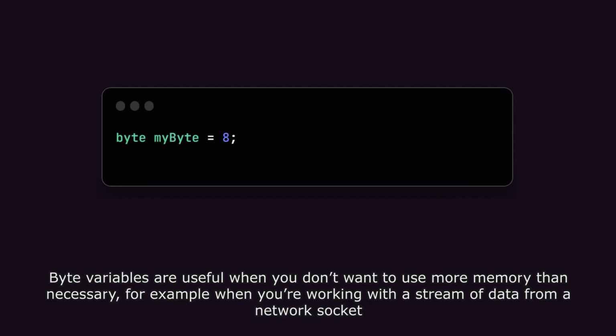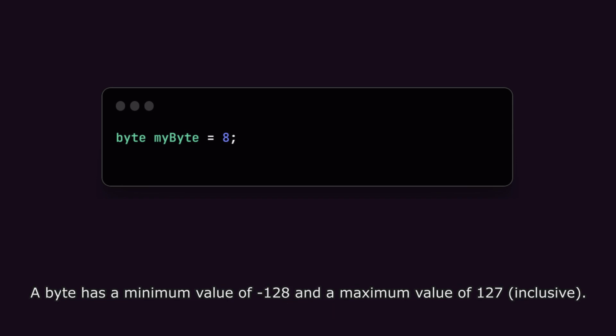The second data type is byte. Byte variables are useful when you don't want to use more memory than necessary, for example, when you're working with a stream of data from a network socket. A byte has a minimum value of -128 and a maximum value of 127 inclusive.